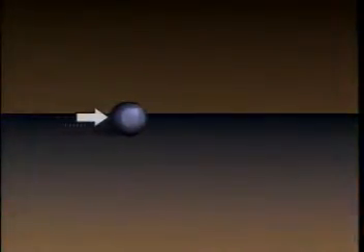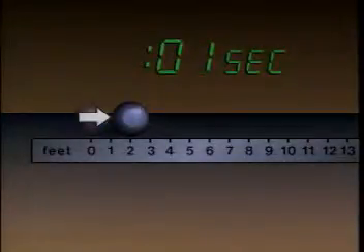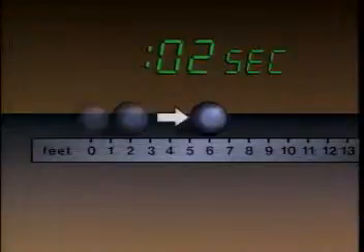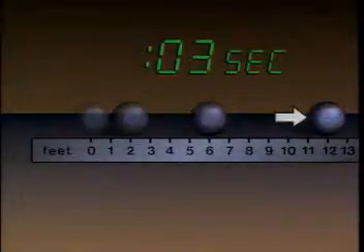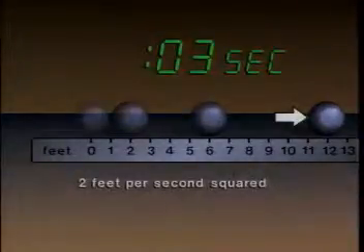For example, as a result of an applied force, this ball accelerates from zero velocity to its peak velocity. To understand this better, let's look at the action again, but this time we'll use a scale to show distance and a clock to show time. If the ball moves 2 feet in the first second, 4 feet in the second, and 6 feet in the third, it travels an additional 2 feet for every second that passes. In other words, it accelerates at a rate of 2 feet per second per second. Feet per second per second, or simply feet per second squared, is a common unit of acceleration.